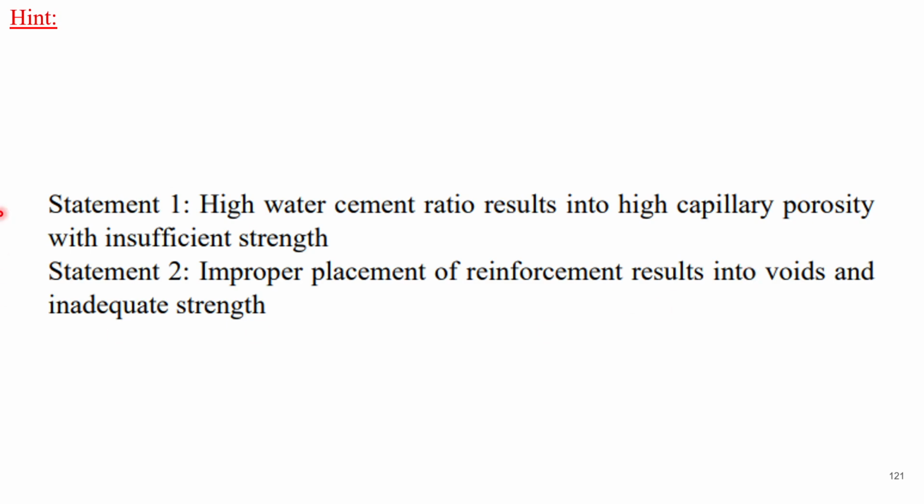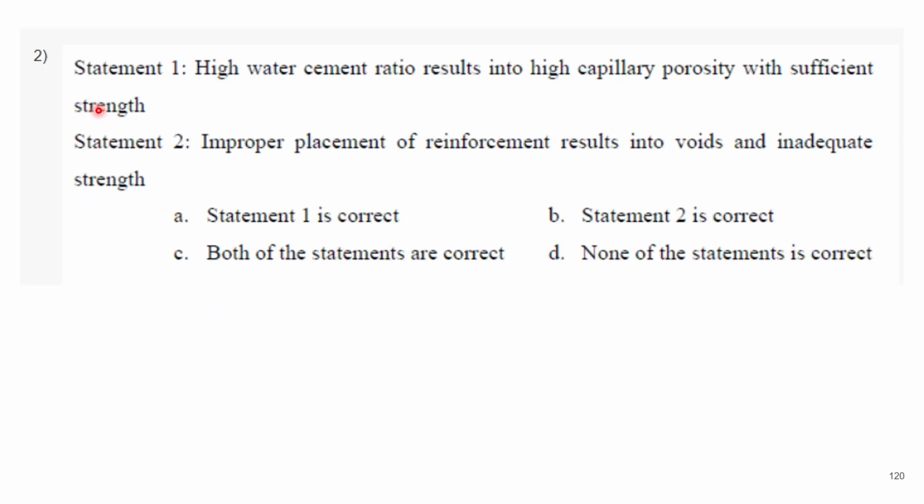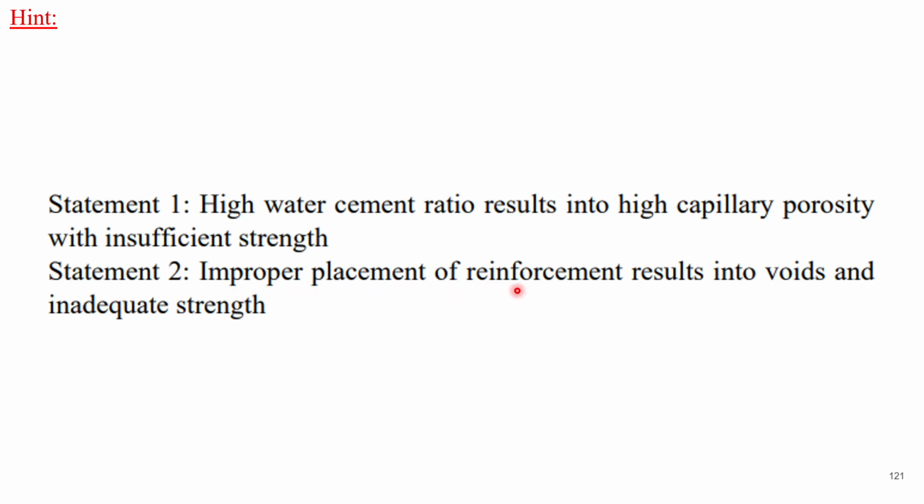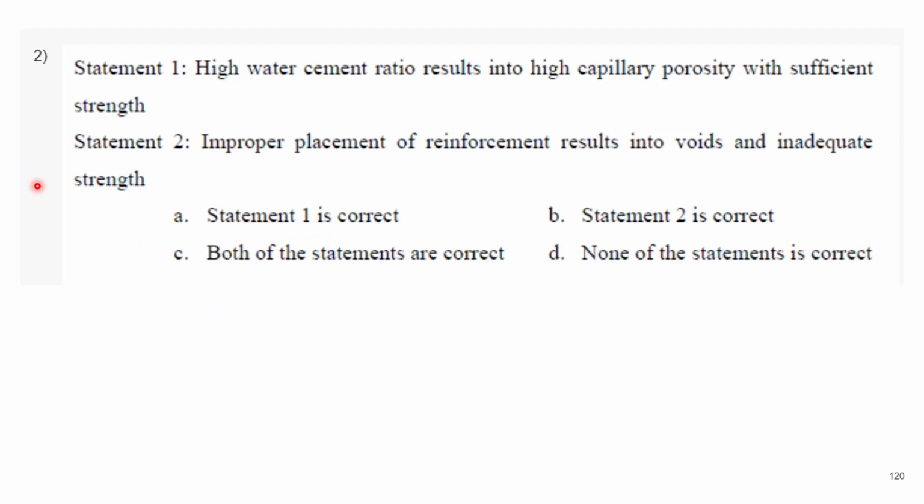So if you remember the first statement, that is basically wrong. The actual statement should be high water cement ratio results into high capillary porosity with insufficient strength, because if the capillary porosity is higher, it will result into insufficient strength, not sufficient strength. So statement 1 is wrong, A is not correct. And then statement 2, improper placement of reinforcement results into voids and inadequate strength, that is true. So 1 is false, 2 is true.